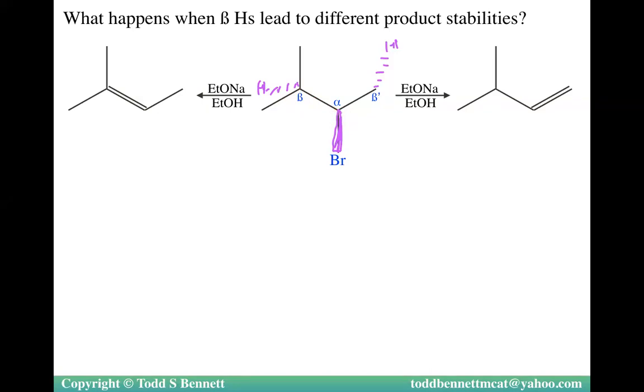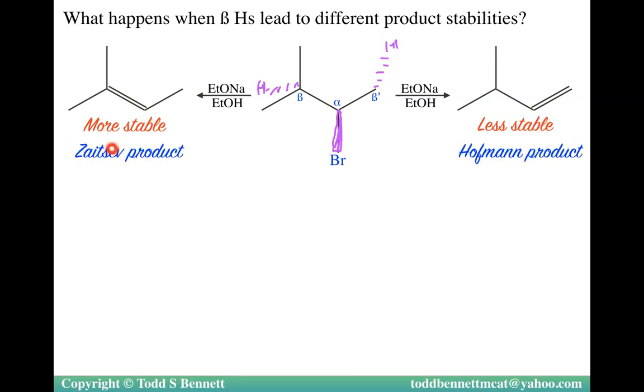So the double bond can either be multi-substituted, 1, 2, 3, so we'll call it tri-substituted, or just one carbon, all the rest are H's, mono-substituted. We learned that Zaitsev's rule tells us the more substituted, the more stable, and the less substituted, the less stable. So this is our so-called Zaitsev's product, and we're introducing a new term called the Hofmann product.